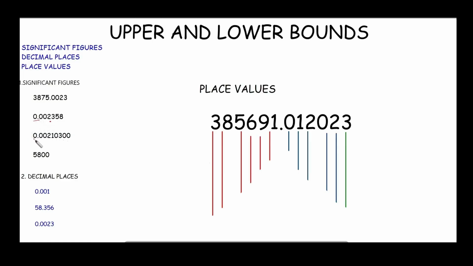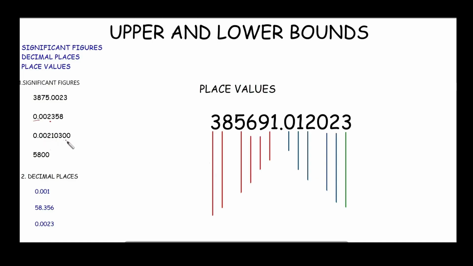If you move on to the third one, it is 0.00210300. There are leading zeros. You have to avoid them when counting significant figures. Therefore, the first significant figure here is 2, and the second one is 1. Here, the third significant figure is 0. Can you see the end zeros here? We call them trailing zeros. Trailing zeros are significant figures if they are in a decimal number. This is a decimal number, and there are trailing zeros. Therefore, these ending zeros are considered significant figures.